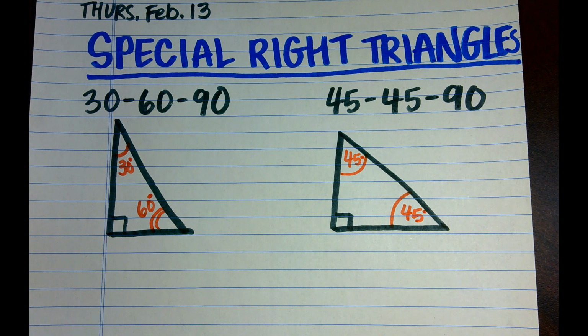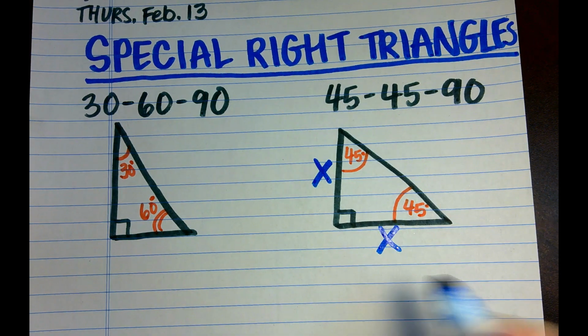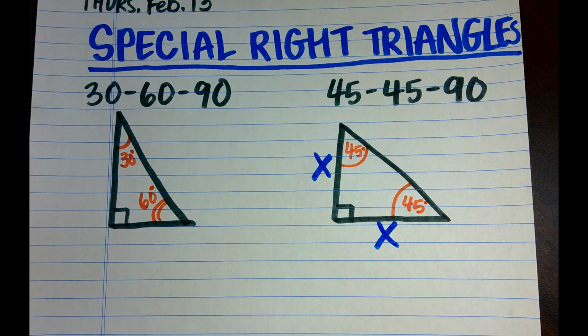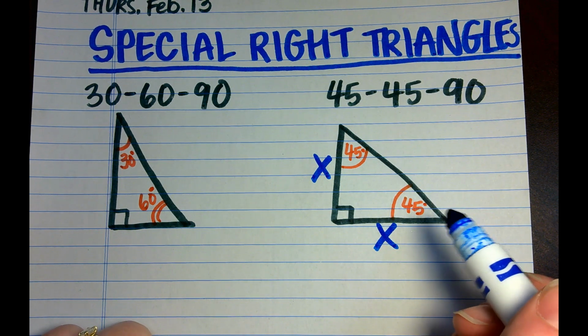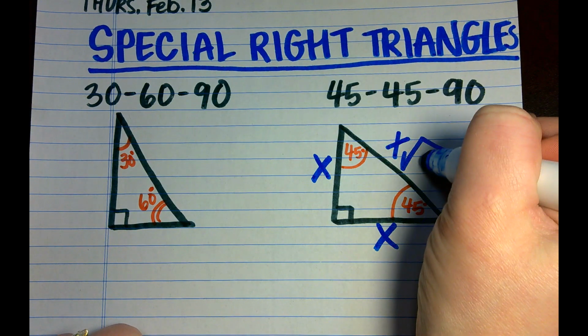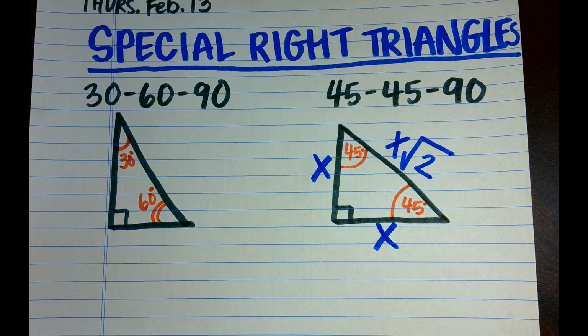Now, on a 45, 45, 90 triangle, we call our side lengths X. Both of our sides are X because they're the same length, so they have the same variable. And our hypotenuse is represented by X radical 2. Now, when I say radical 2, has anyone ever heard a number be called with a radical in front of it? A radical number is the square root of a number.